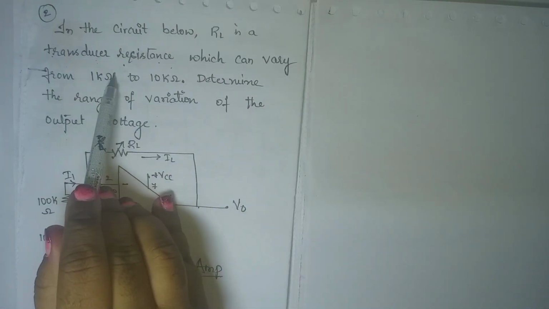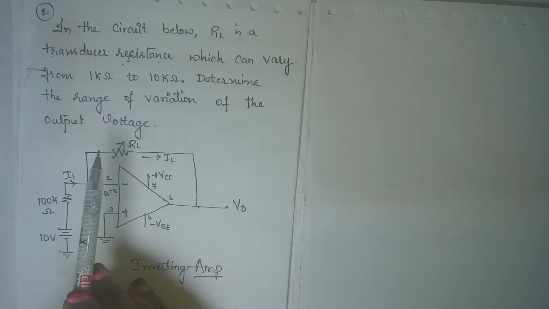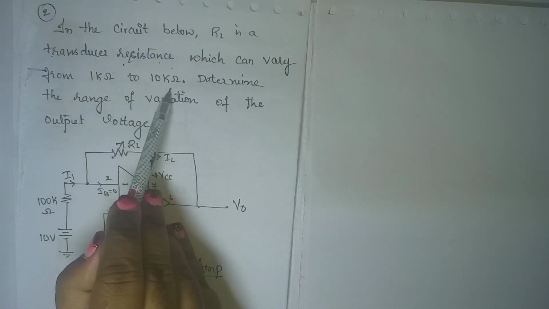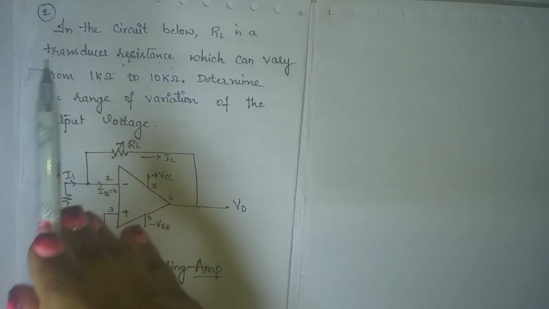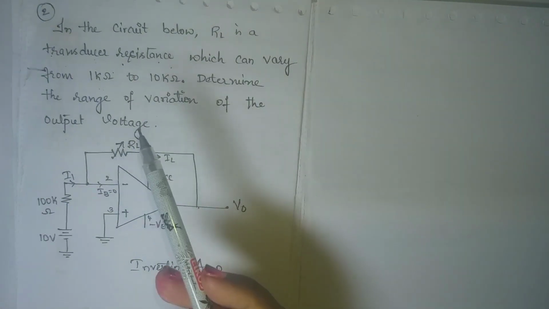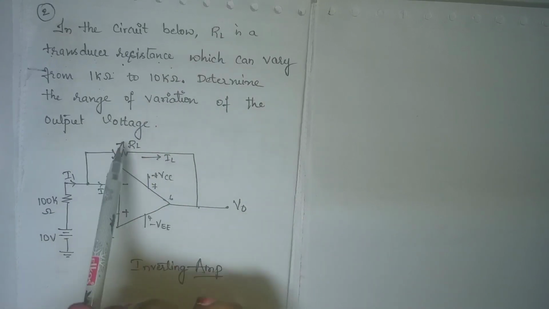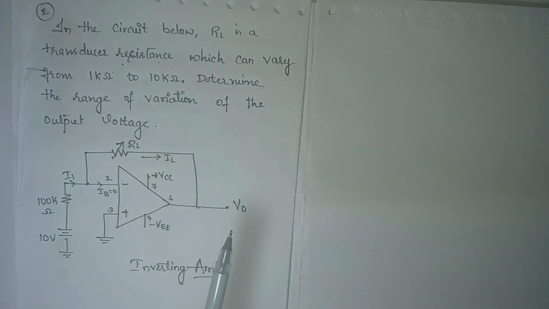Because of this transducer. Here you just understand that RL is a resistance that can vary from 1K to 10K. Transducers are resistors which change their resistance value according to the physical property. So here RL is a resistor that varies from 1K to 10K.